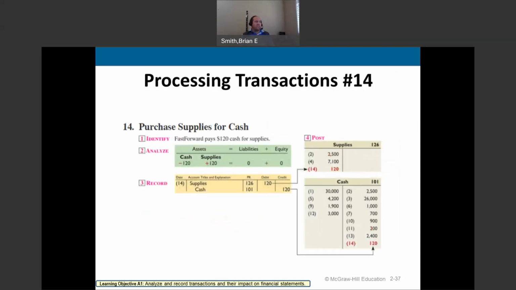And then we purchase supplies for account. Or for cash, excuse me. We're increasing supplies, decreasing cash. We've done that before. Debit supplies, credit cash for $120, and then post them.